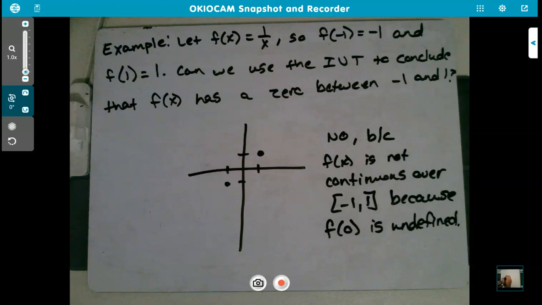Okay, so that is all I have for you for continuity, and that is it for chapter 2. I am very excited to get started on chapter 3, which is derivatives. So I'll see y'all with that stuff.